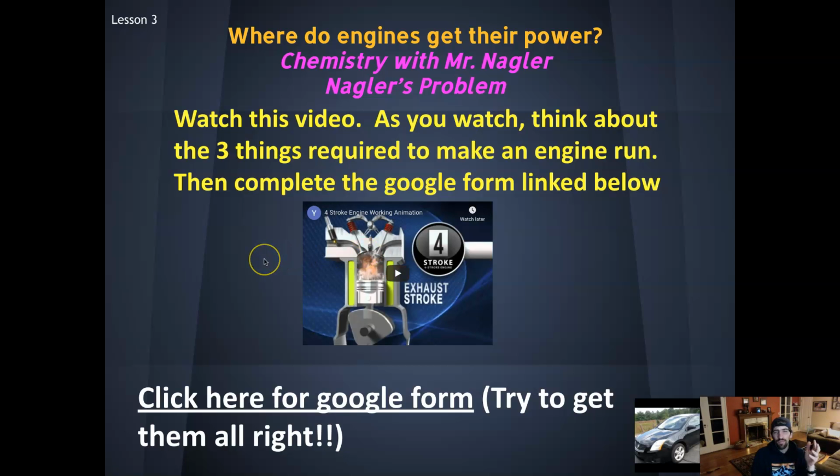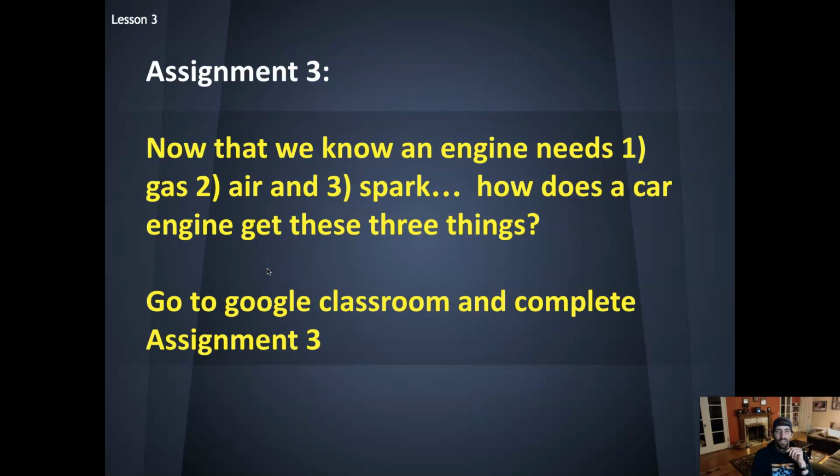From this, we should know that there are three things that an engine needs to run. It needs to have fuel or gasoline. It also needs to have air coming in, and then the third thing, it needs spark. So we need gas, air, and spark. But in my car, one of those three things, or maybe multiple, isn't working.